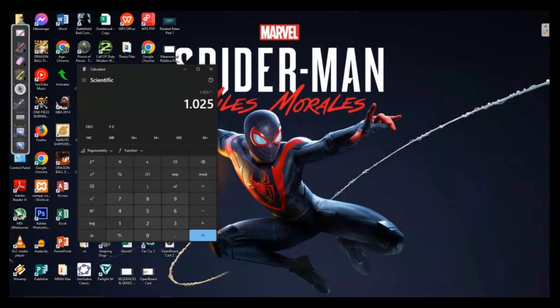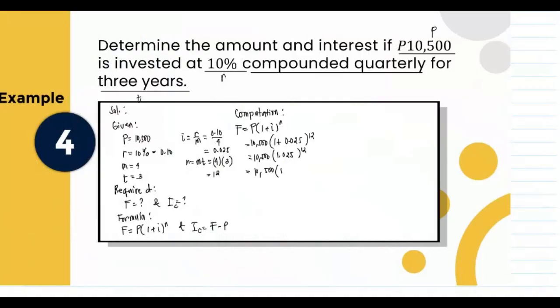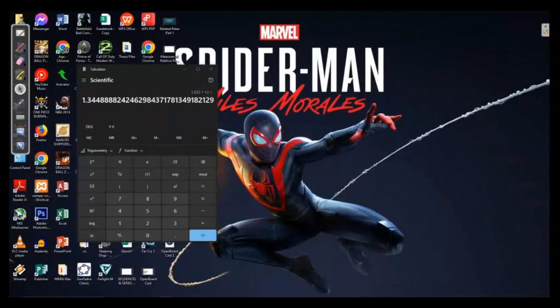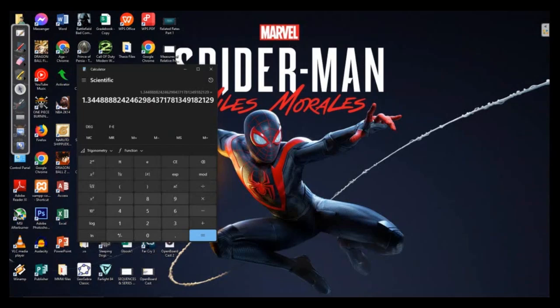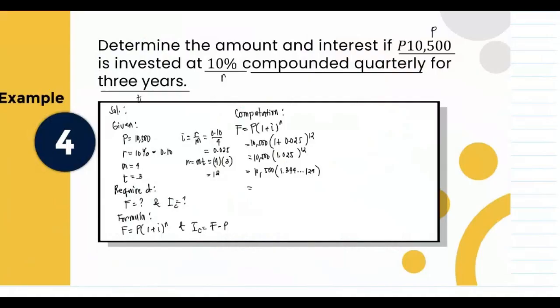1.025 raised to 12 is going to be 1.33, these are a lot of values. So I could just say 1.344. I would not just notate it here, but again, there are a lot of values in between. And then I'll just multiply this one with 10,500 pesos. So it would be now 14,121.33. So we could settle for that one.